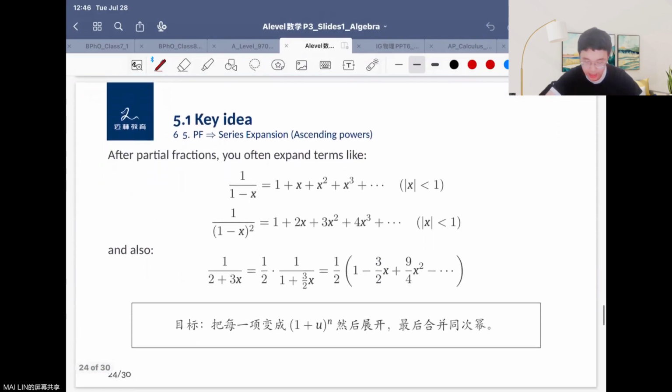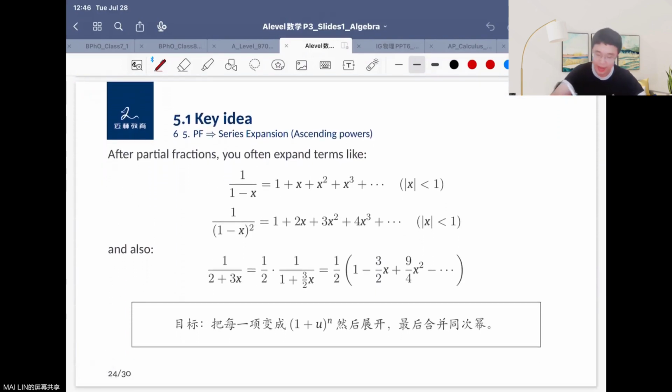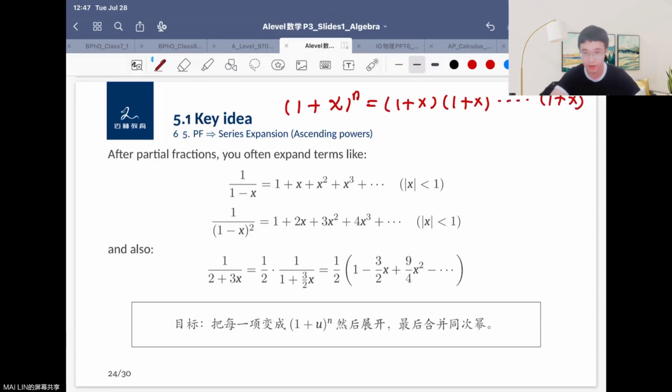So here, at the last lesson we said if we have (1 plus x) to the power of n, maybe you can just consider it as n brackets multiplied together: 1 plus x, times 1 plus x, times a lot of brackets. So we can say the first term is 1 because we choose the 1 in all brackets and multiply them together, which is 1, right?